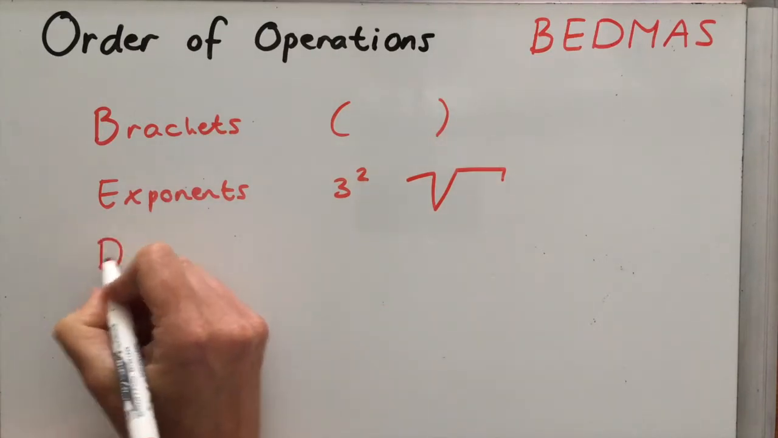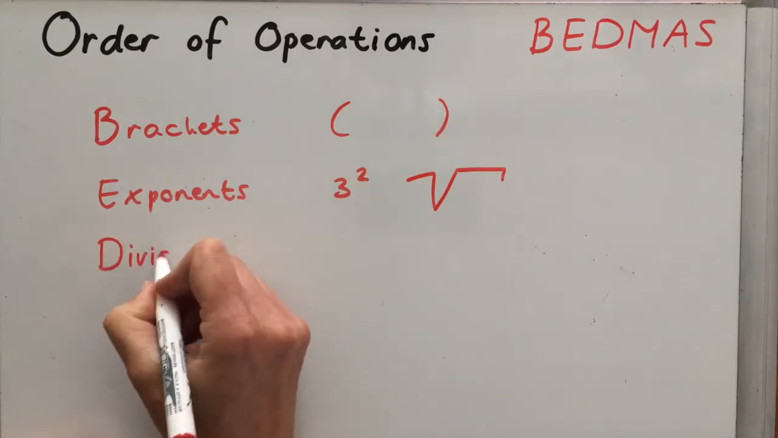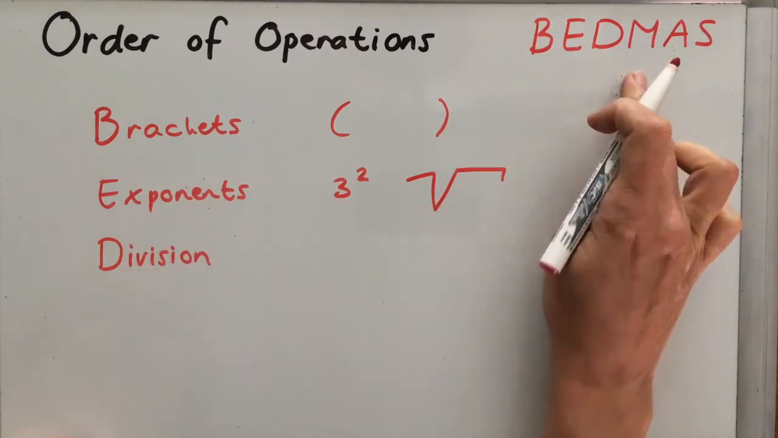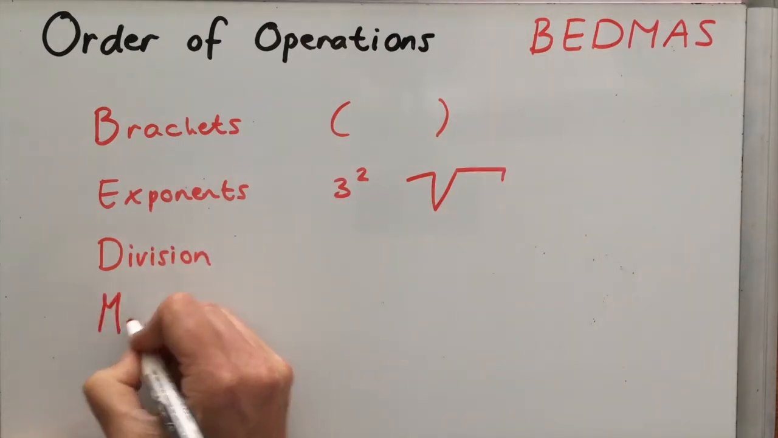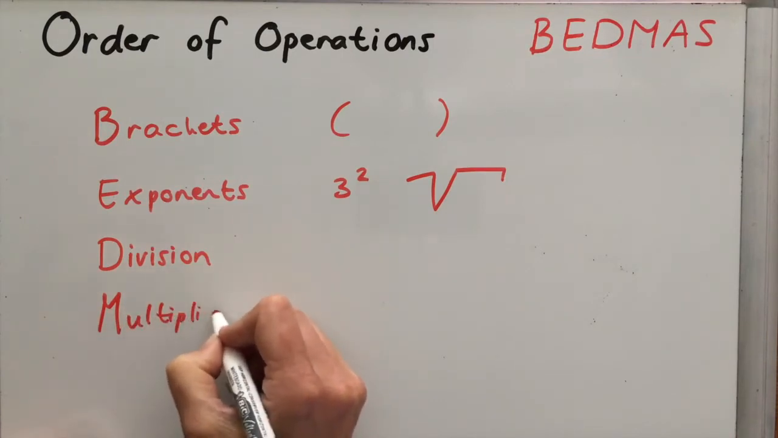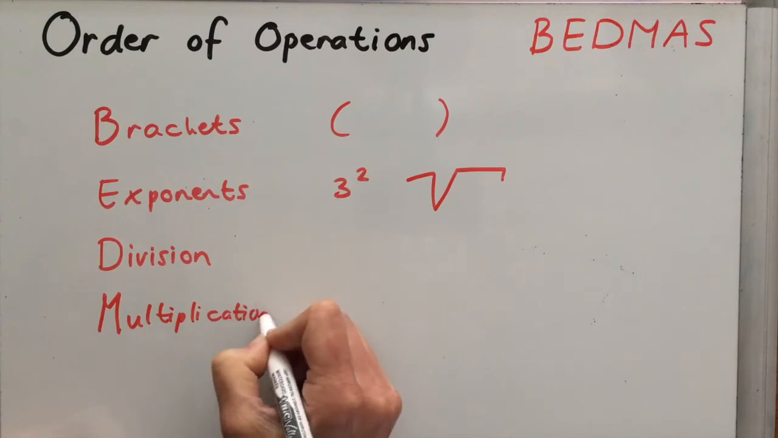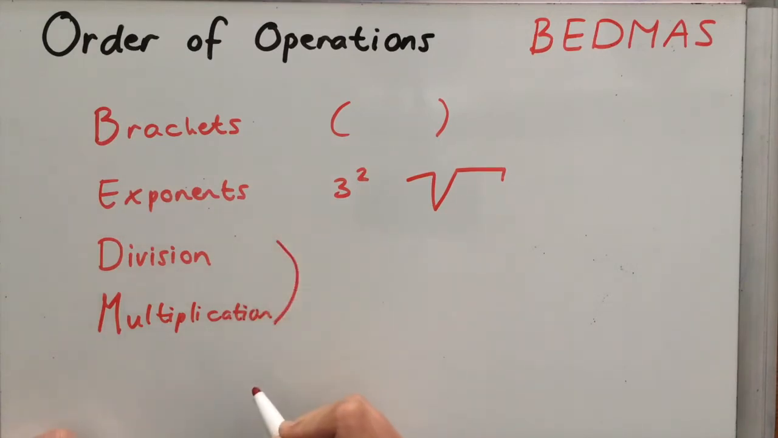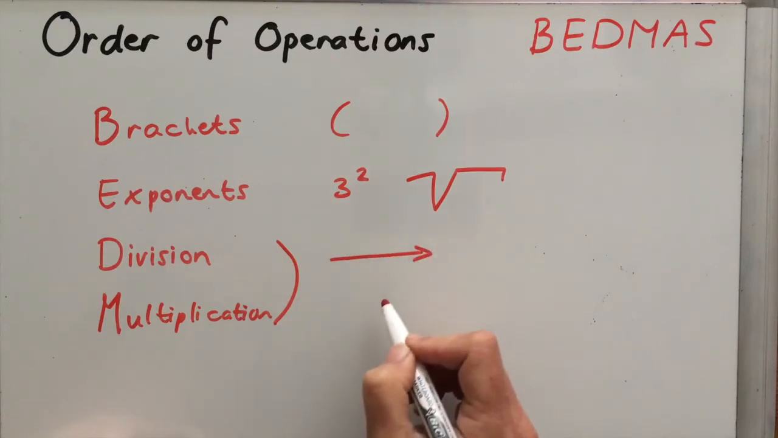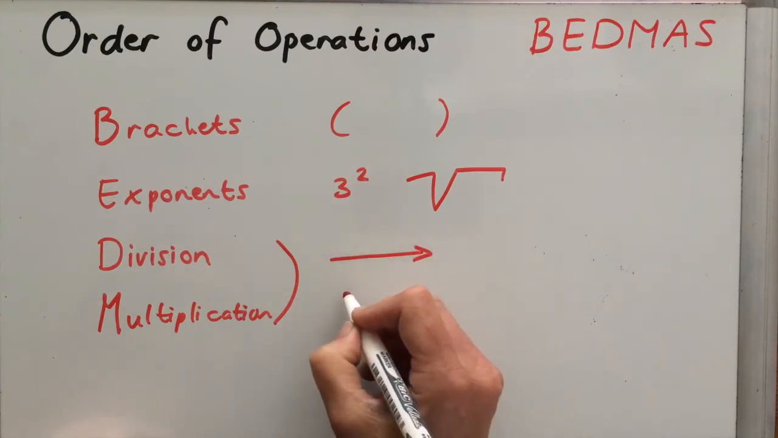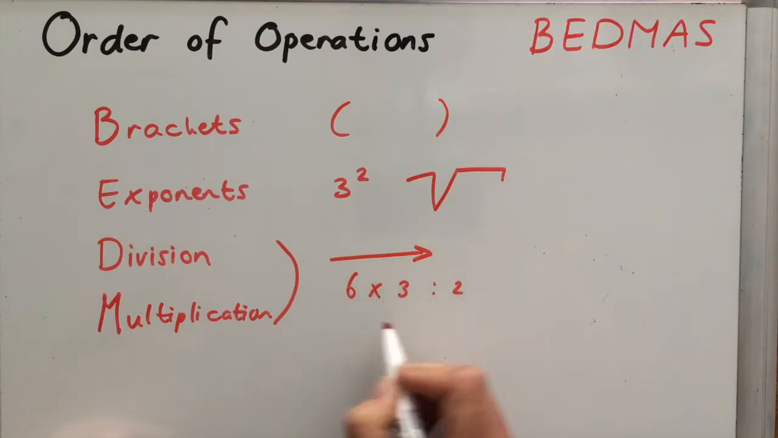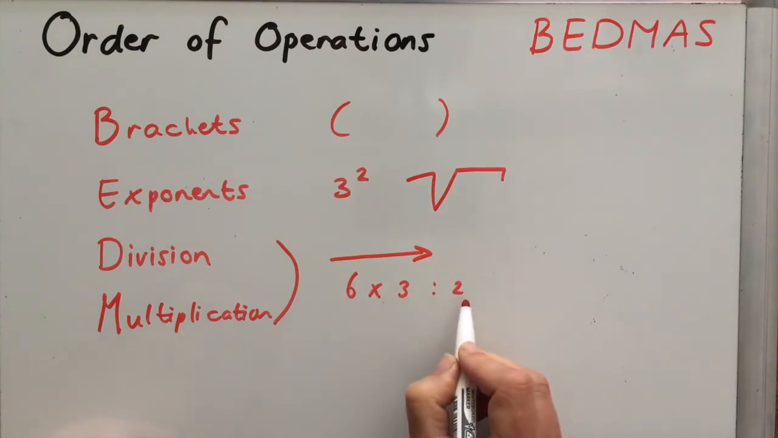Now the D is for division. However, the D and the M are of equal value. The M stands for multiplication, and they are both worth the same, and you just solve them from left to right, whatever comes first. So if you see 6 times 3 divided by 2, you first solve this and then that.